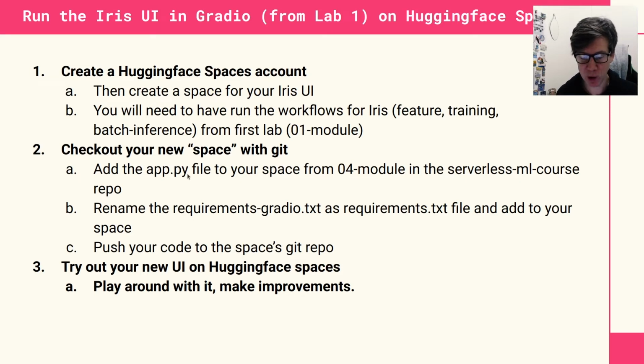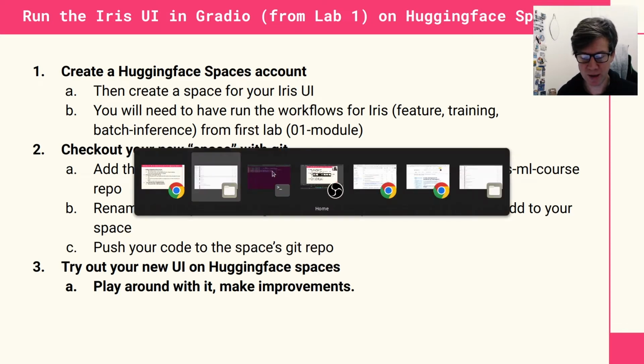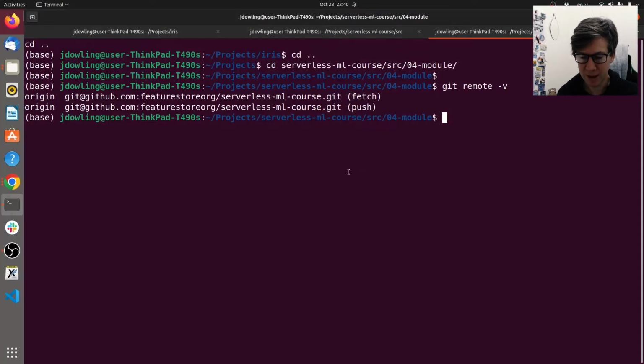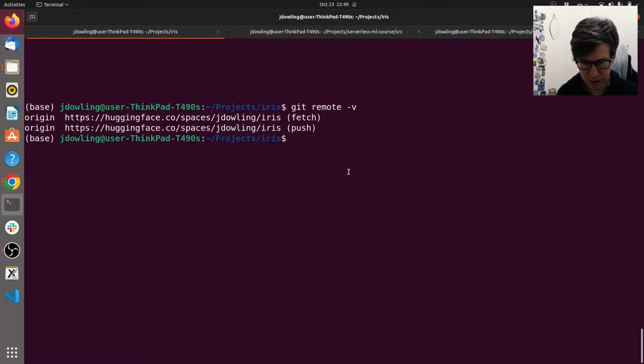We will have to add a couple of files. We'll have this app.py file and requirements.txt file we need to add to our space. And that's basically it. So I'm going to go ahead and do those things now. Let's have a look at the command line. It's not here. It's not here. This is the one.